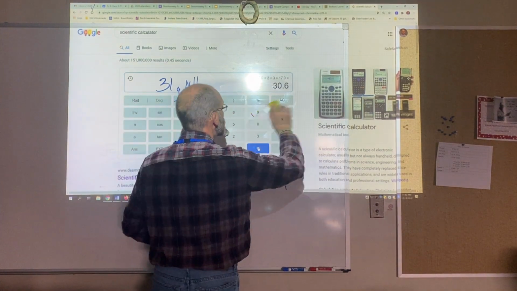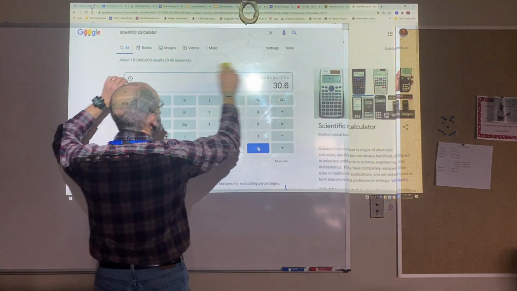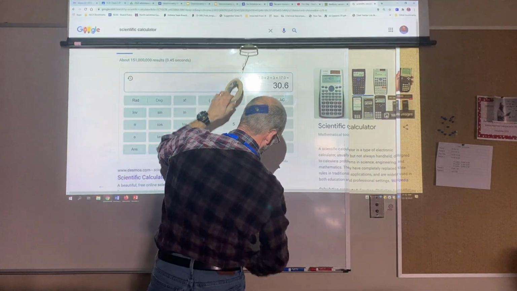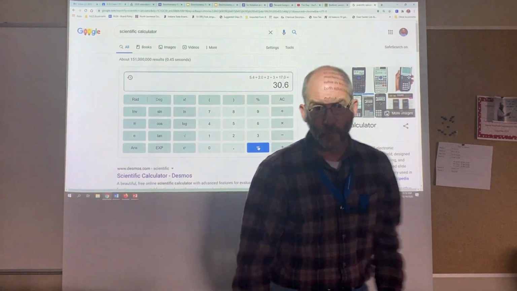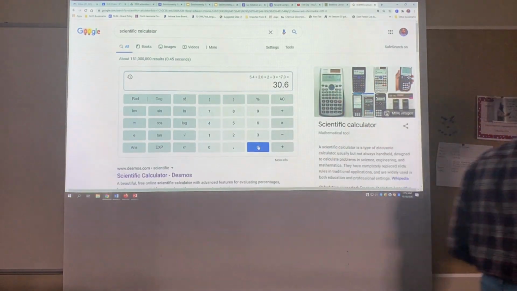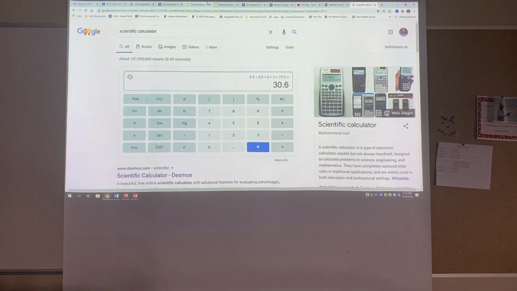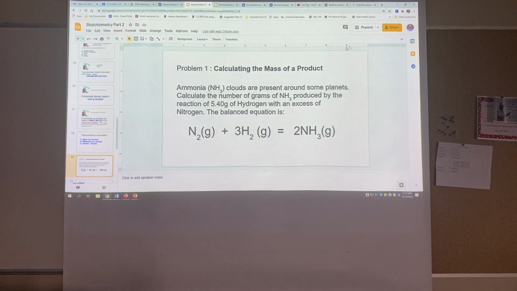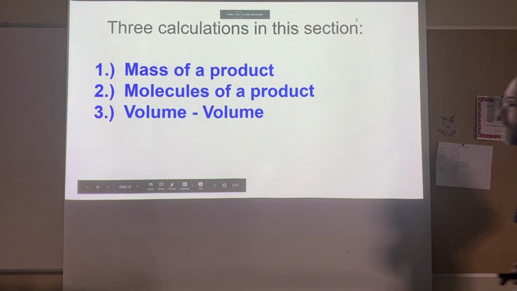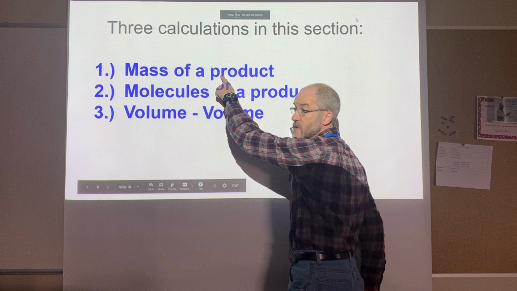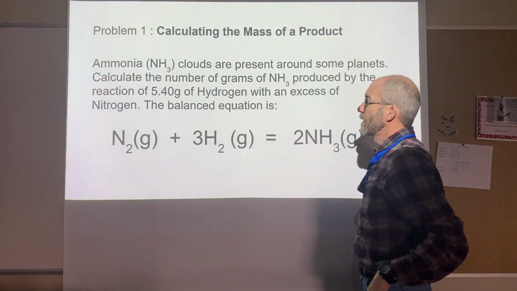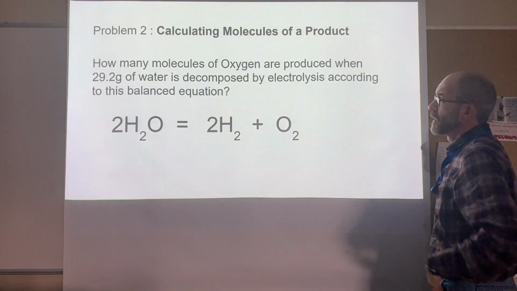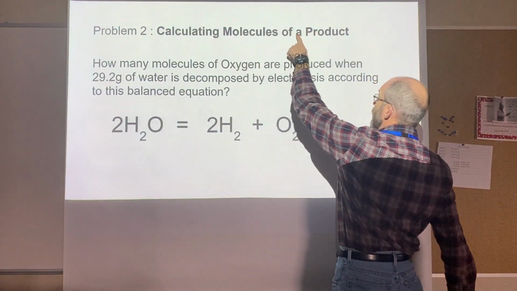Okay. Let's go to the next problem. Because as you recall, you were told you were going to learn how to do 3 different problems. And what were those 3 different problems again? Well, those 3 different problems were mass of product, which we just did, molecules of a product, and volume to volume. All right, so let's go to the next problem. Calculating molecules of a product.